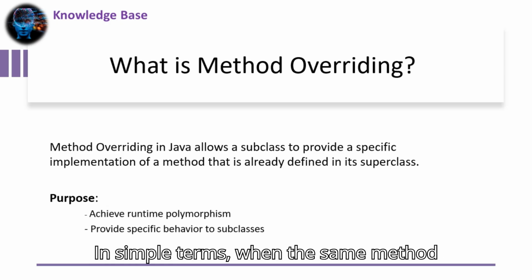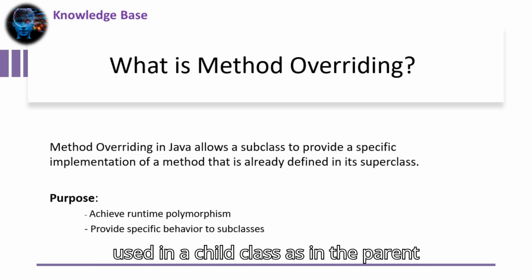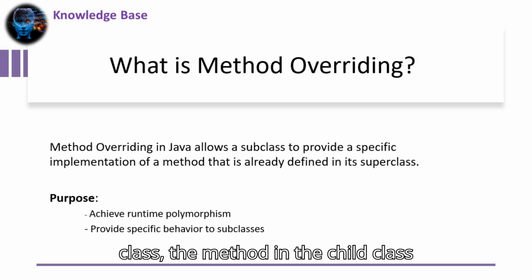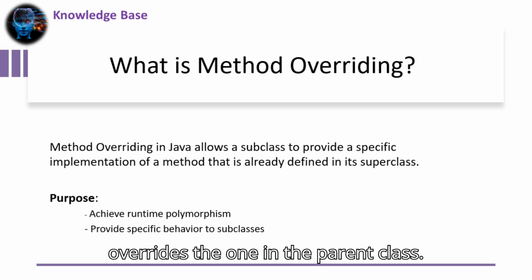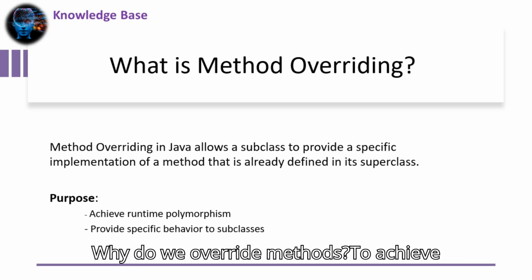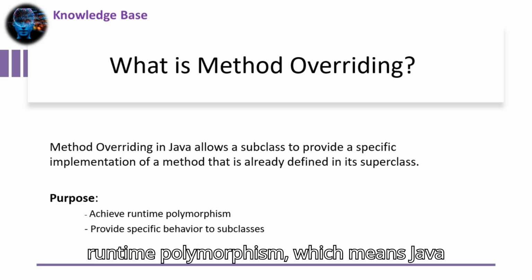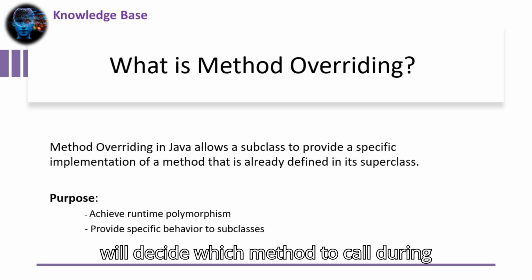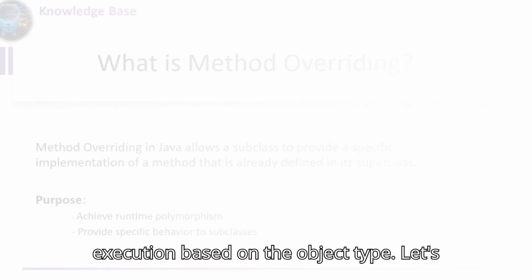In simple terms, when the same method name, return type, and parameters are used in a child class as in the parent class, the method in the child class overrides the one in the parent class. Why do we override methods? To achieve runtime polymorphism, which means Java will decide which method to call during execution based on the object type.